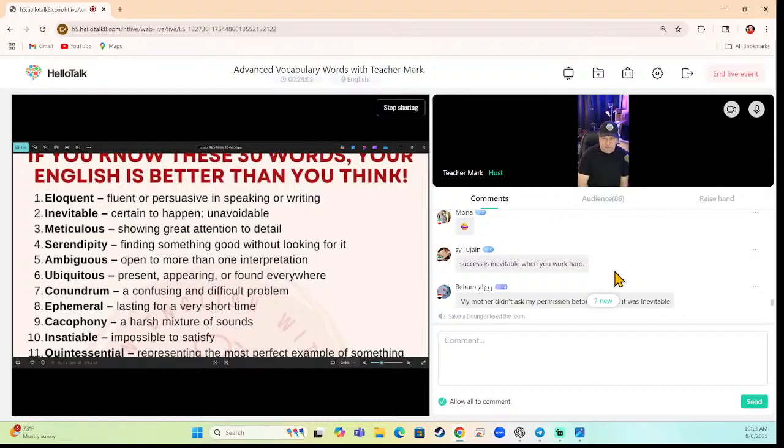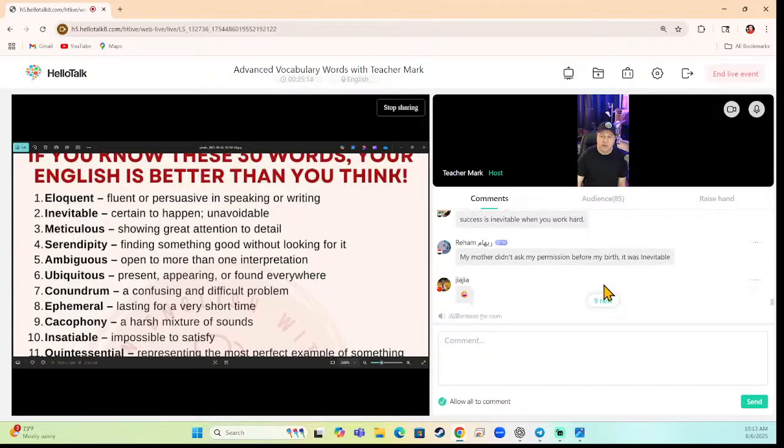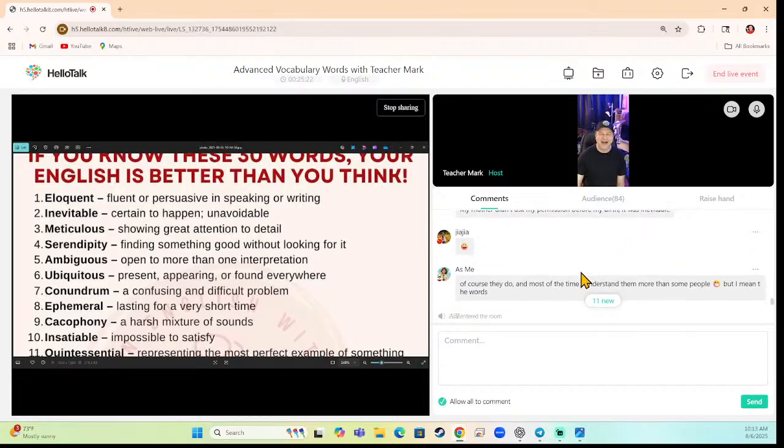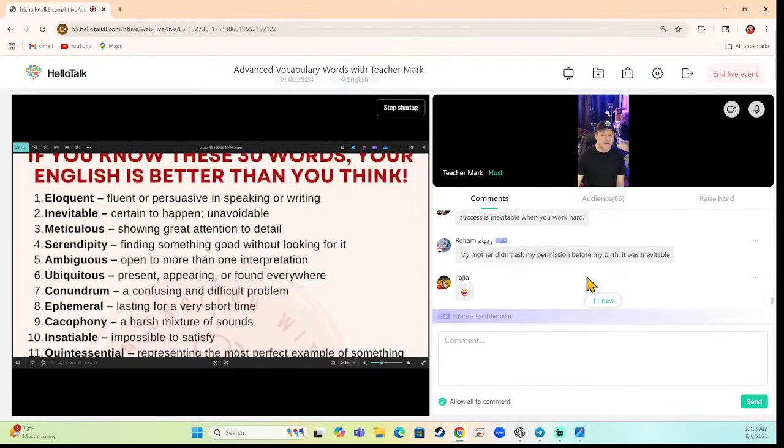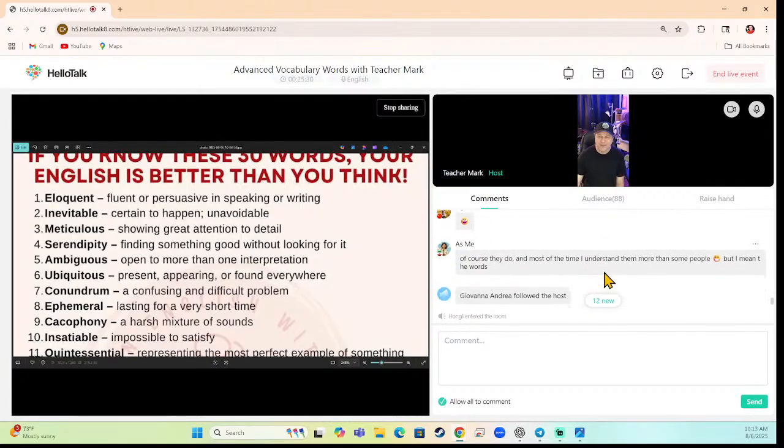Success is inevitable when you work hard. Okay, I think I would only say change the when to if. Success is inevitable if you work hard. My mother didn't ask my permission before my birth. It was inevitable. That's kind of funny, Rob. I don't know if that's a correct usage, though. I don't think you could use inevitability about your birth in that way. It's a funny way to use it, though.